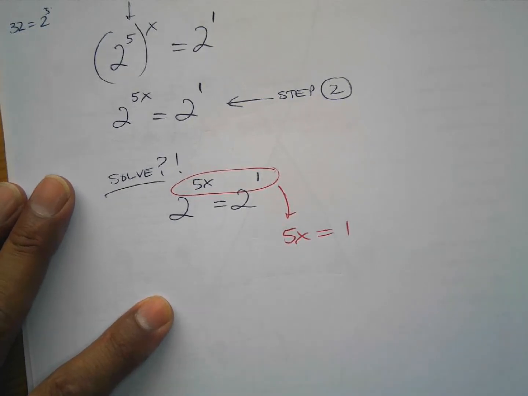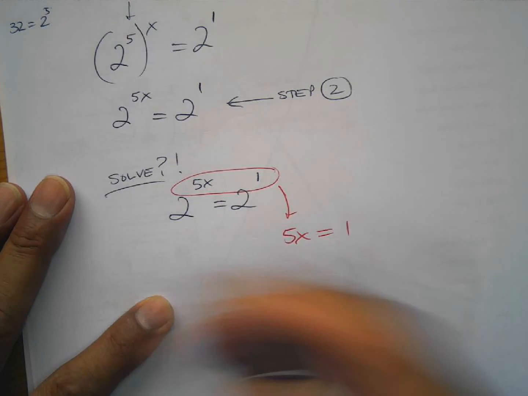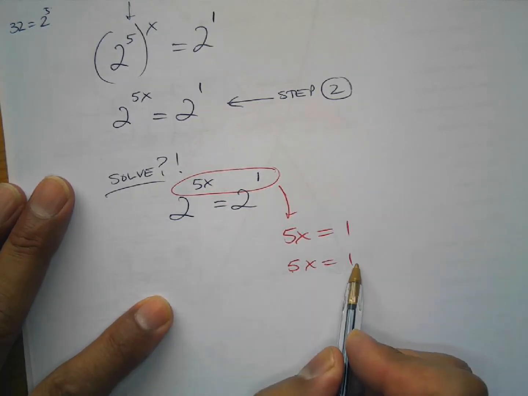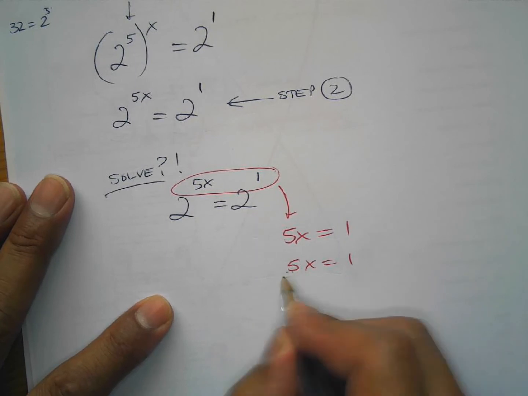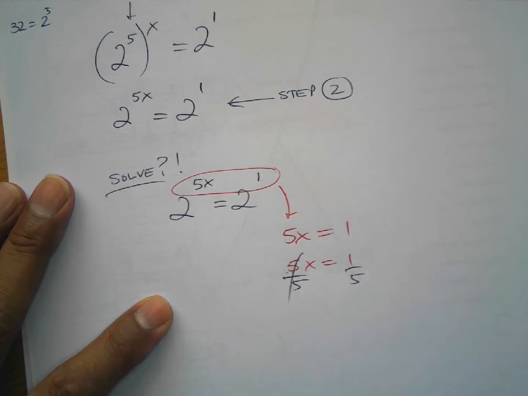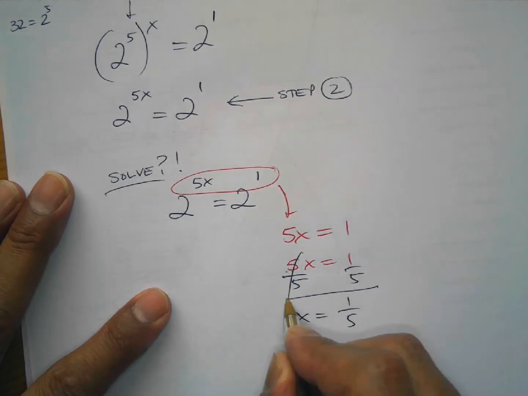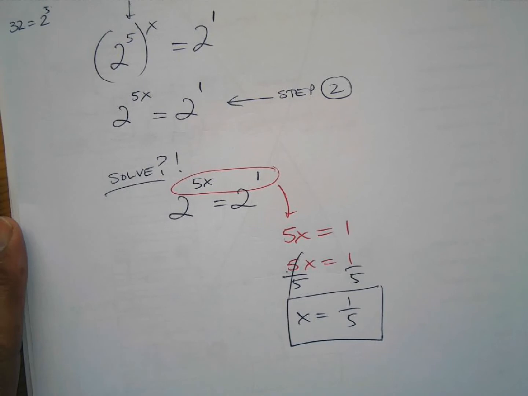If I want to get x by itself, do I divide by 5 or do I divide by 1? Well, you divide by 5. I shouldn't have to show you that. Final answer here is 1/5. See, they're getting different now.